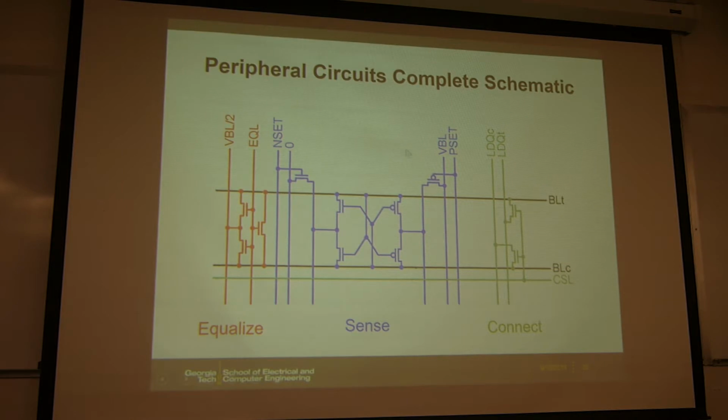Okay, so let's look at the peripheral circuits for the DRAM. And here we have a complete set. And we have discussed this one, the sense amp. This is the sense amplifier. And this is the latch in the middle. And then this is a control transistor as we discussed. This is connected to VDD and this is connected to ground. This is controlled by this P set and N set, essentially the sense amp enable signal.